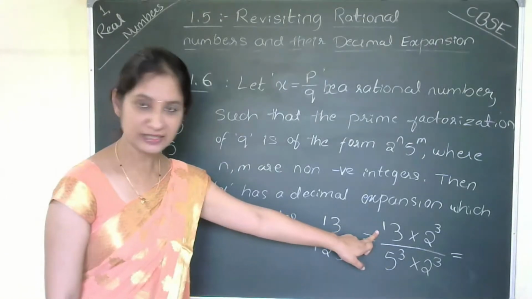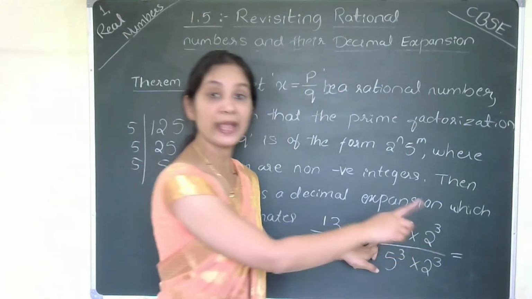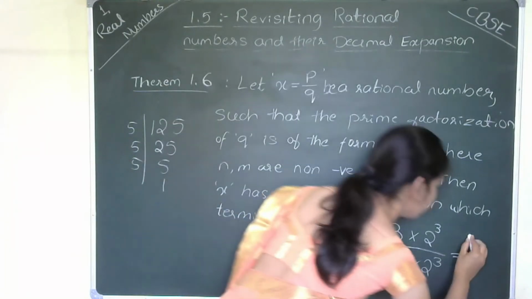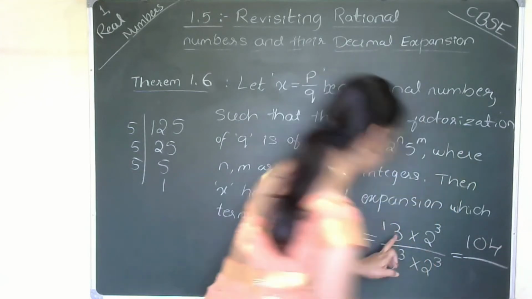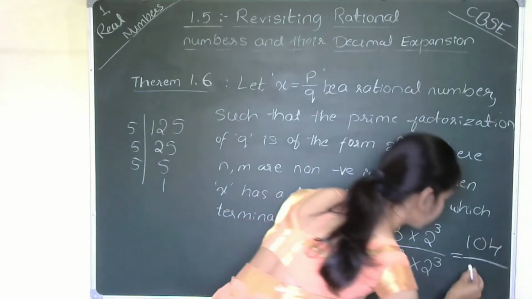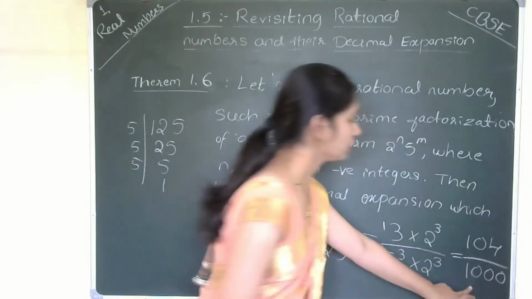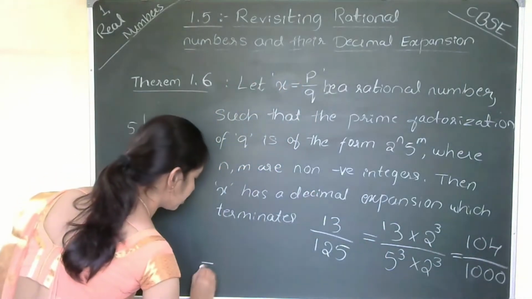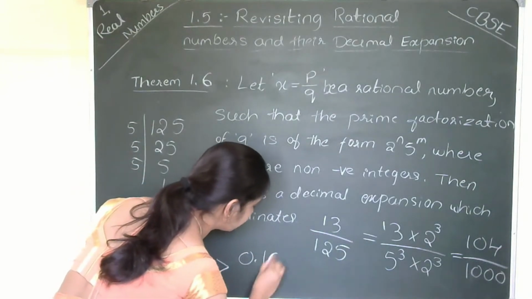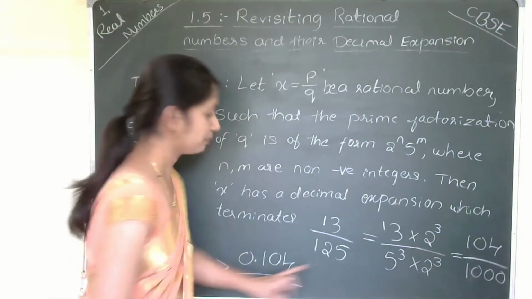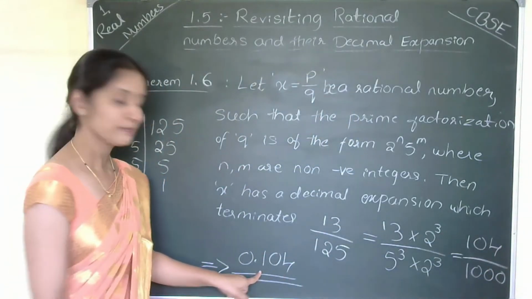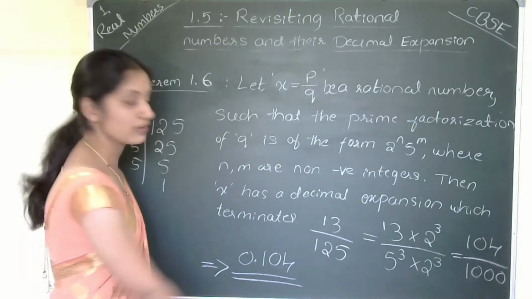By calculating this, we get 13 multiplied by 8, because 2 twos are 4, 4 twos are 8. So we will get 104 by solving 13 multiplied by 2 cubed, and this gives us 1000. Now the decimal expansion I will write here. Please note it down. It is 0.104. Because there are 3 zeros, I need to put a decimal point after 3 digits. So my answer will become 0.104.